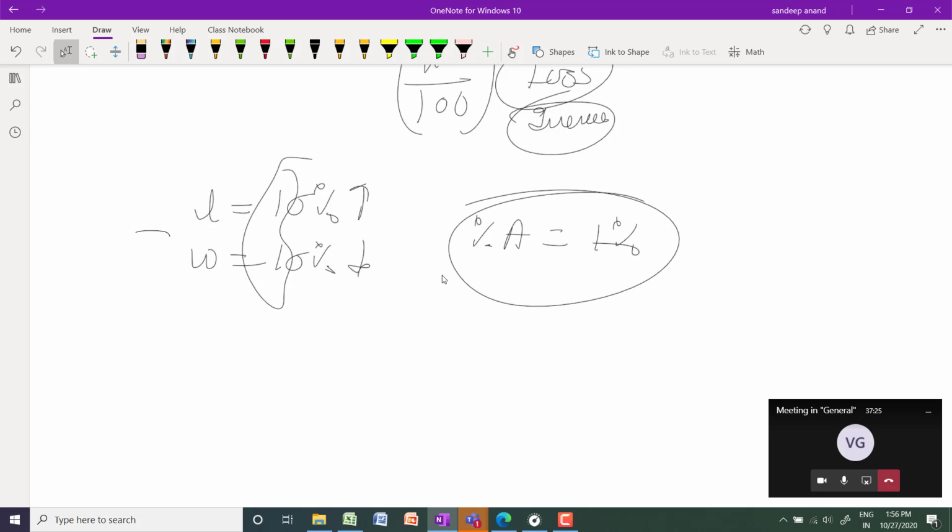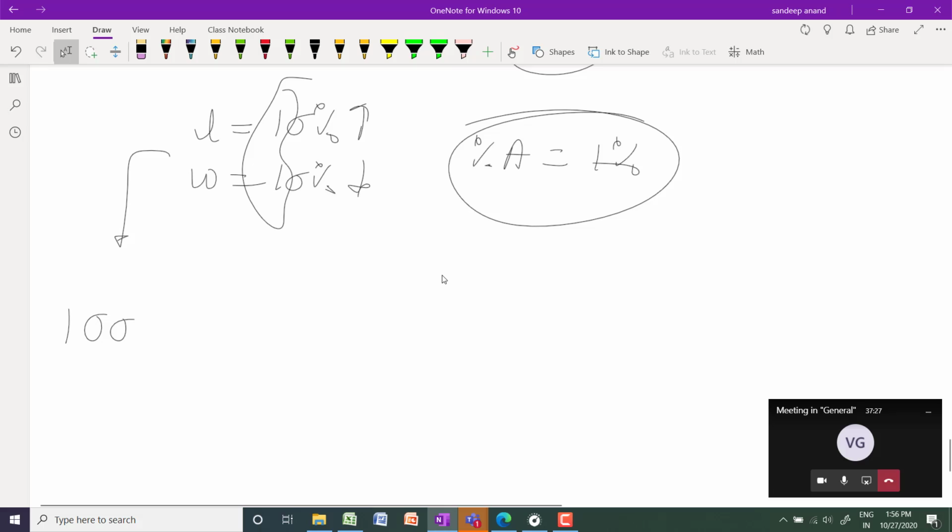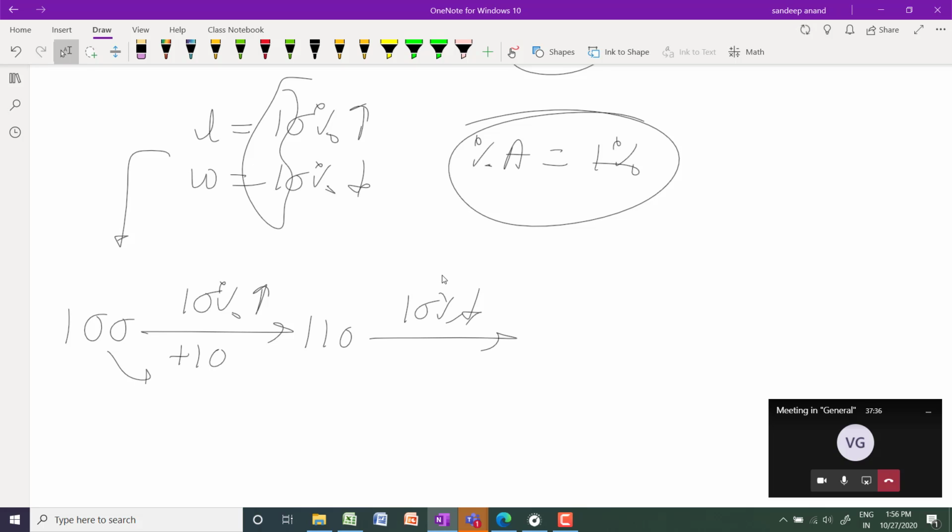So I am going to prove this. Suppose the value is 100, 10% increase. 10% of this value is plus 10. So this value becomes 110. Now 10% decrease means minus 11. So if you subtract 11 from 110, you will get 99. So from here you get the same result.